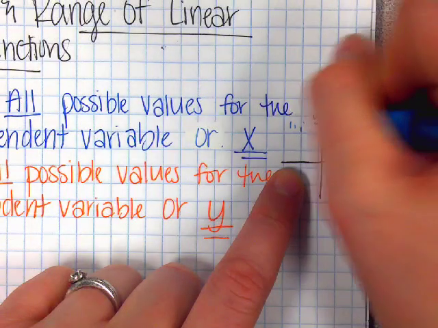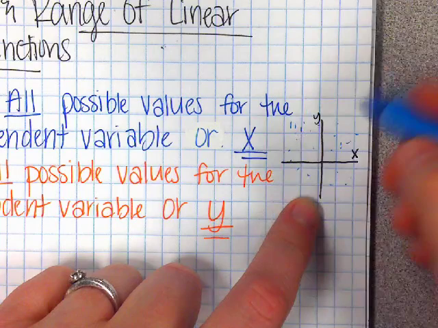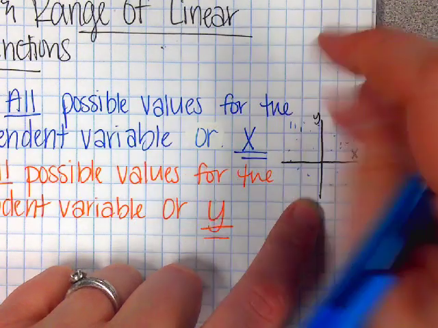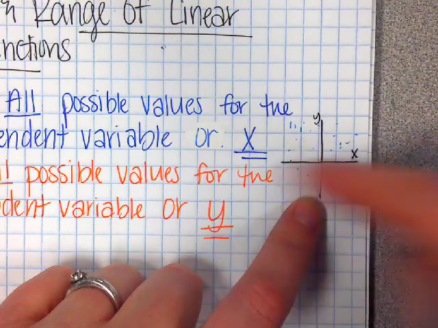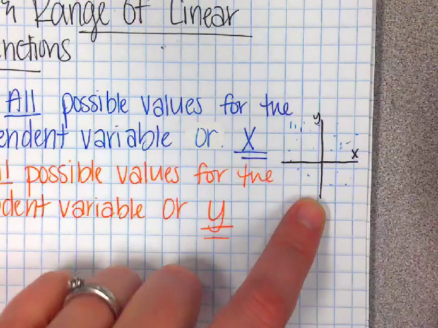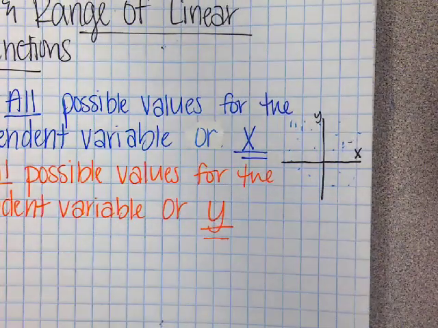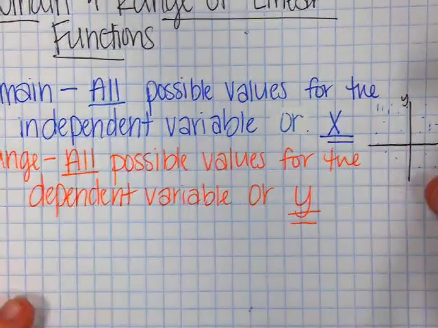So range is like the rain falling down. Rain falls down. It doesn't fall horizontal. So range is talking about the y-axis. That's one of the only ways I really can think of it. If you have a better way, you should tell me so that I can tell everyone.